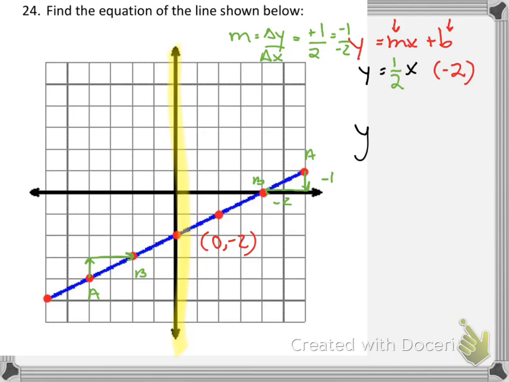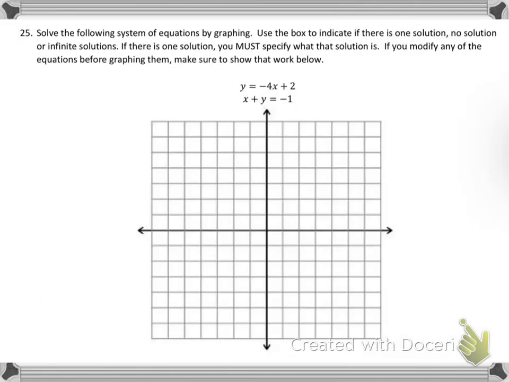So all in all, my equation is y is equal to 1/2 x minus 2. So that is my final answer. The last problem asks me to graph 2 equations and then find out where they meet. So let's start graphing y equals negative 4x plus 2. Of course I start at 2 because that's my y-intercept. Then my slope dictates that I go down 1, 2, 3, 4, and then over 1 unit. Remember, if you're confused, you can rewrite negative 4 as negative 4 over 1. So these are the points that I'm going to have. Once I have enough points, then I can draw my line.